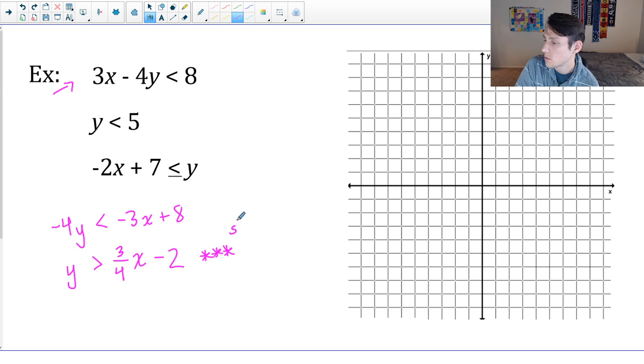So here's one of my equations. I want to shade above. So 1, 2. Up 3, right 4. Up 3, right 4. Or down 3, left 4. Okay, since this is just greater than, not greater than or equal to, we'll draw a dashed line.